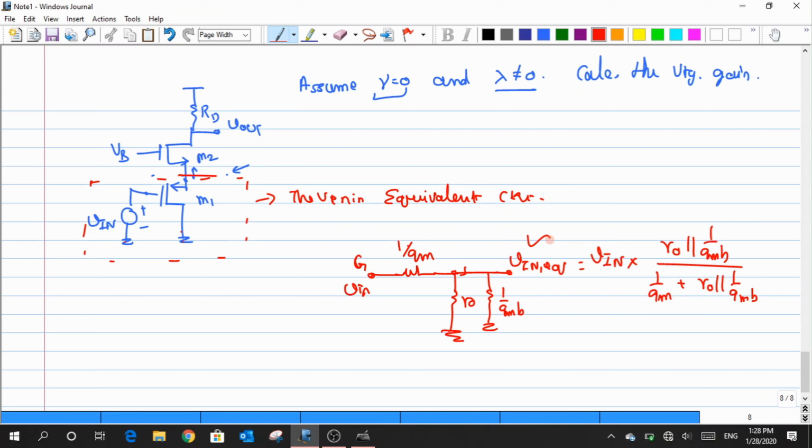All three are in parallel: 1 by Gm, 1 by GMB and R naught. All of these three resistances are in parallel. So computing the value of R equivalent is pretty straightforward. All of these impedances have to be in parallel.